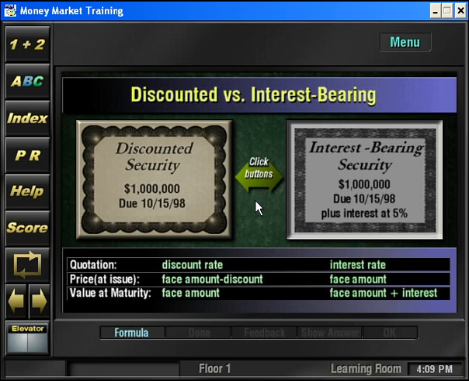Interest-bearing money market instruments, such as certificates of deposit, typically pay all their interest at maturity, even if that maturity is greater than 6 months. The quote given for an interest-bearing money market instrument is typically the simple interest rate.